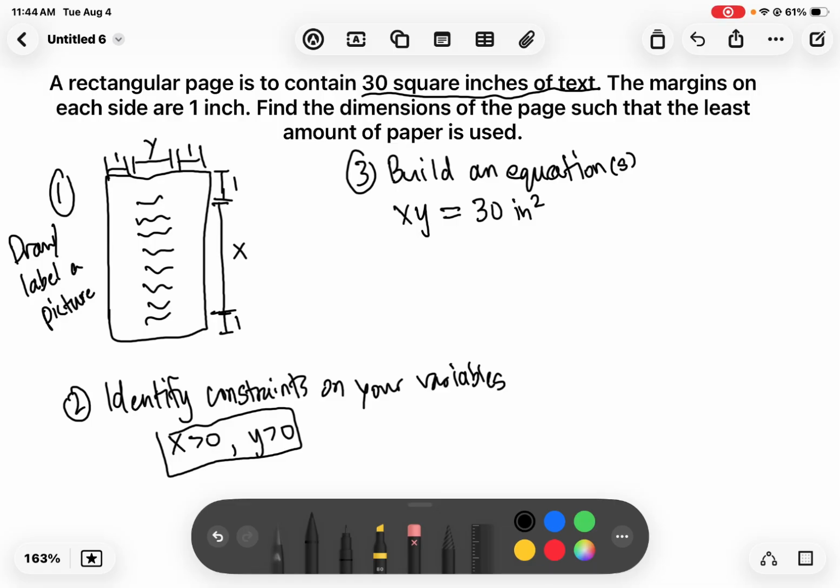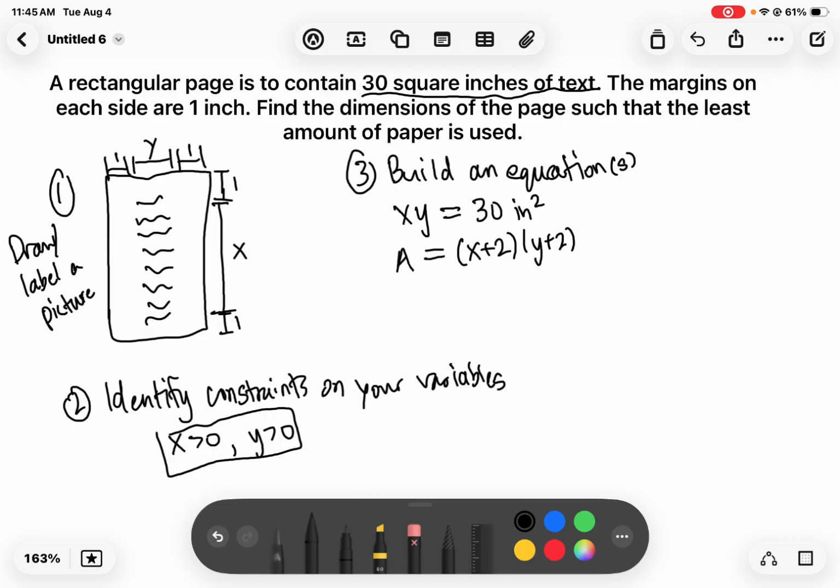And then we want to find the dimensions of the page such that the least amount of paper is used. So if we know the area of the text, xy, is given by 30 square inches, then we want to minimize the area of the whole paper. The area of the whole paper is given by x plus 2 times y plus 2.